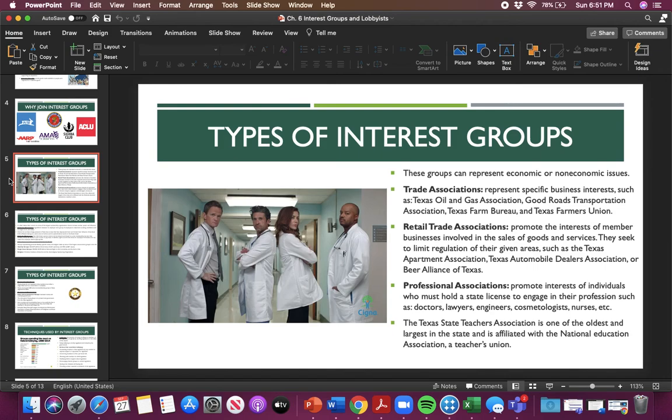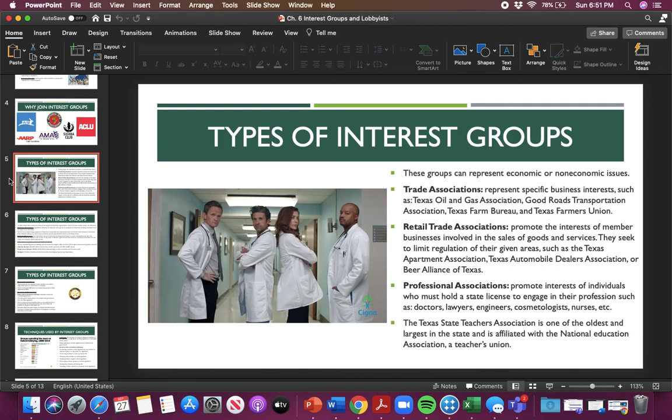Some of the ones that we have here in the state, the Texas Apartment Association. If you ever lease an apartment, it's like an association that all the apartments join, and they are kind of represented collectively. If you ever pay attention to the lease that you sign, their logo is almost always at the top. Texas Automobile Dealer Association, Beer Alliance of Texas.